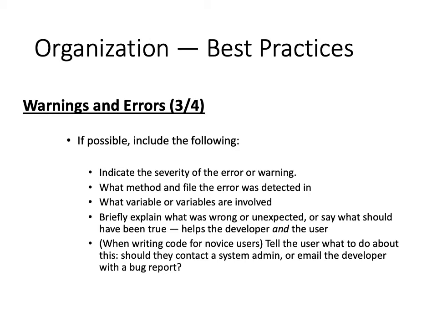You should also briefly explain what was wrong or unexpected, and say maybe what should have been true. Like, maybe there was a number that was negative when it should have been positive, and so you say, error, the variable blah, blah, blah, was negative when it should have been positive. That helps you as the developer know, oh, it was this variable, here's what went wrong.